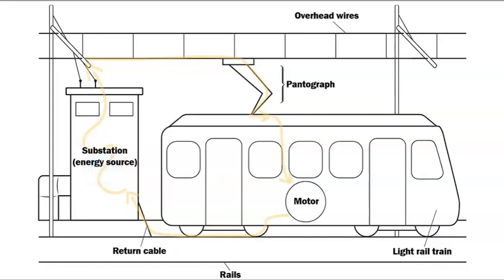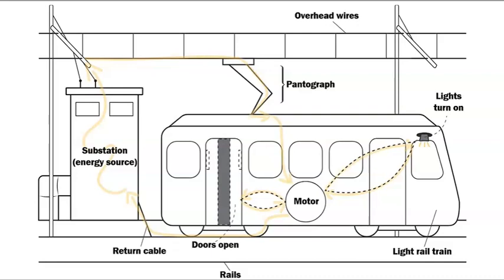Let's add arrows to show the flow of energy to the lights and the doors of the train. We can also add labels. Lights turn on and doors open. Great. And hey, we also learned about the pantograph. We know that the pantograph has conductors and insulators.